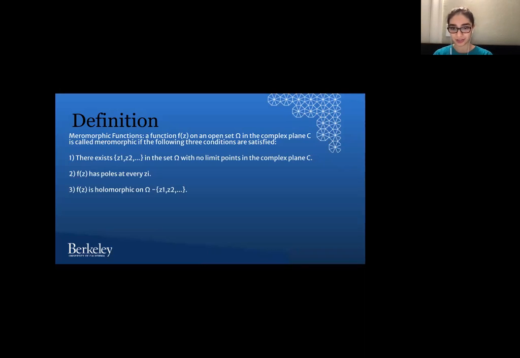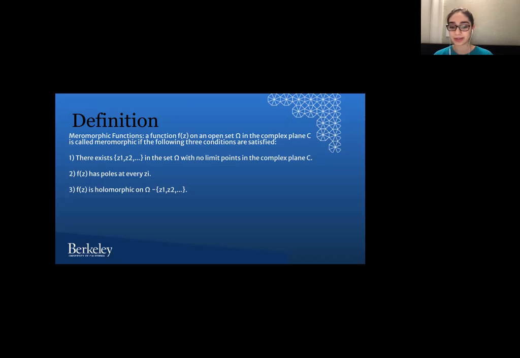So first off, the definition. A function f of z on an open set omega in the complex plane is called meromorphic if the following three conditions are satisfied. So first, there exists some set of points, z1, z2, etc., in omega with no limit points in the complex plane C. In other words, the points at which the poles are don't accumulate in C. The second condition is that f has poles at all of these points. And finally, the third condition is that f is holomorphic on omega, excluding these points from the domain.